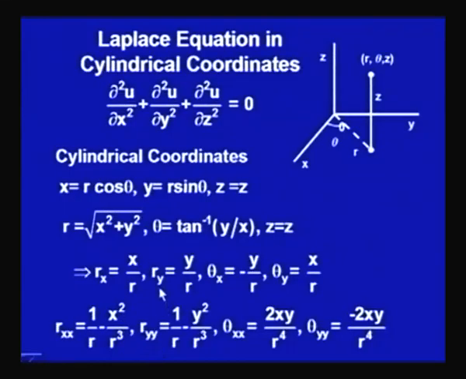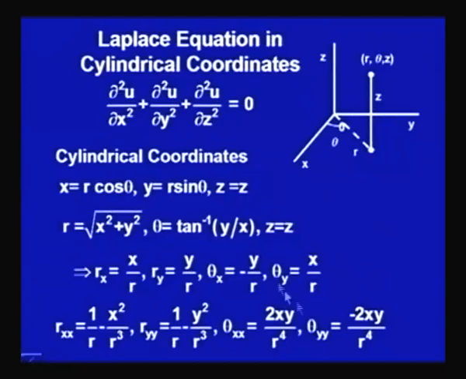Similarly, for the second derivative with respect to y, differentiating r_y with respect to y once more, we get in a similar manner 1 upon r minus y square upon r cube. Then differentiating theta_x with respect to x once more, y is constant with respect to x, we have 1 upon r, whose derivative is x by r square, and we get x by r square. So, we get theta_xx as 2xy upon r to the power 4.